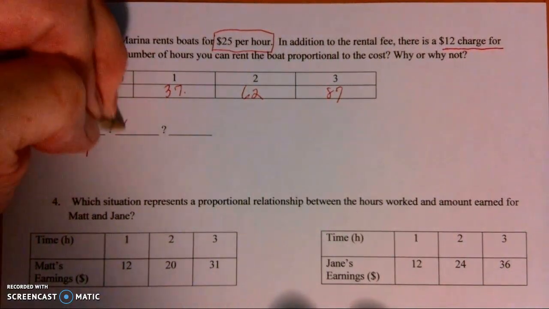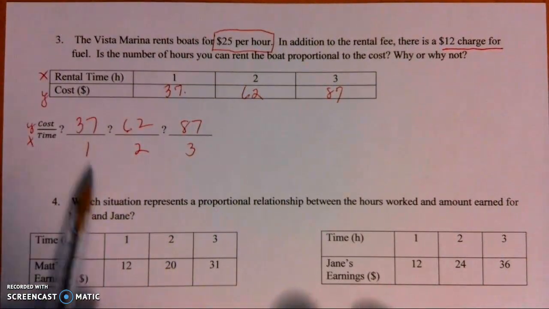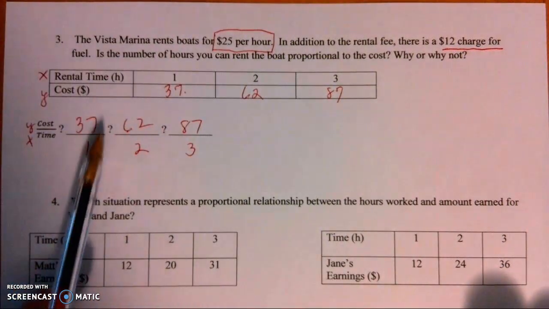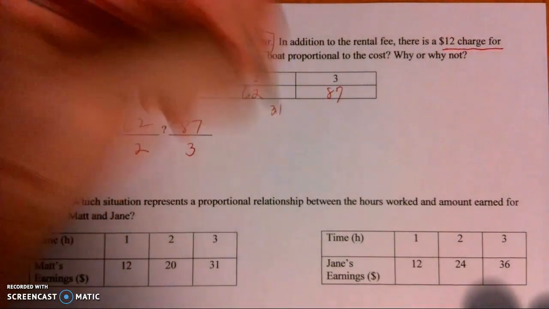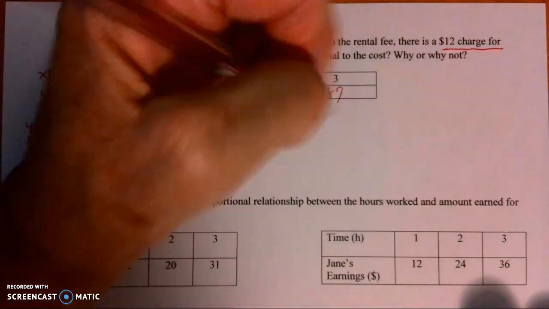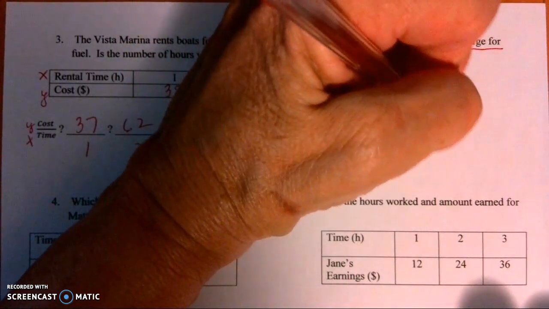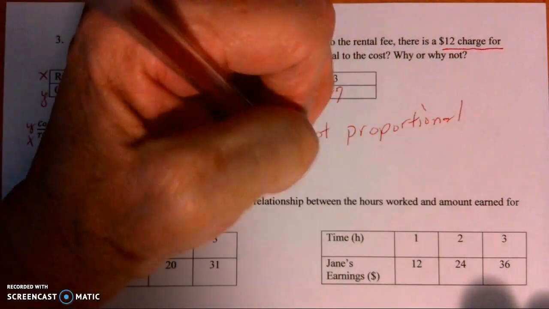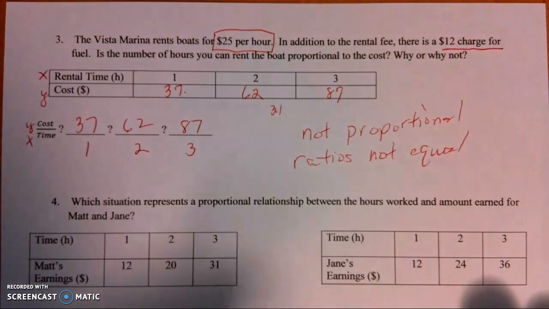Set it up to find the unit rate. So I'm going to do 37 over 1, 62 over 2, 87 over 3. Well, as you start to divide, right away you can see 62 divided by 2 is 31. This is not proportional. It's not proportional because the ratios are not equal. It's not constant.